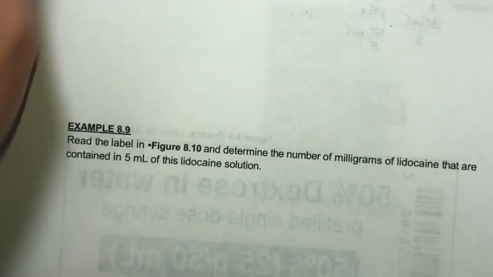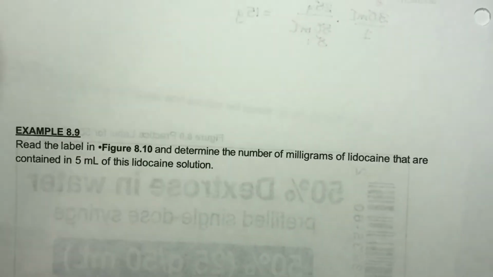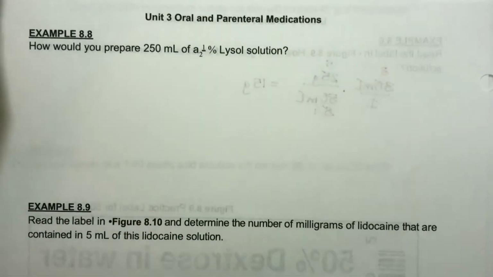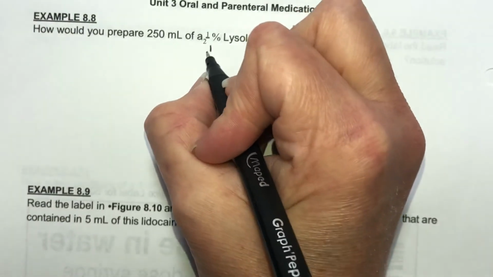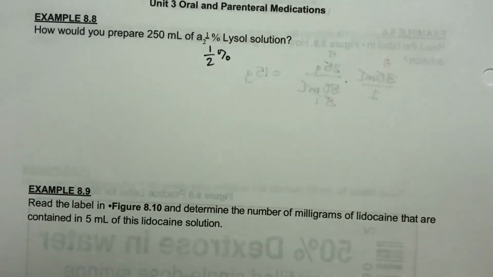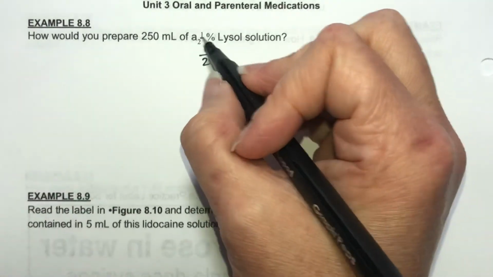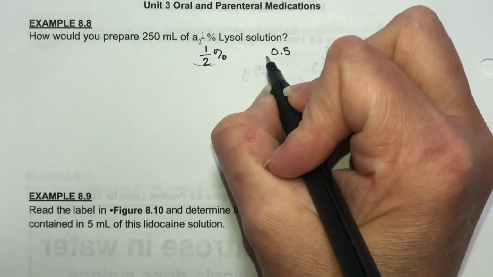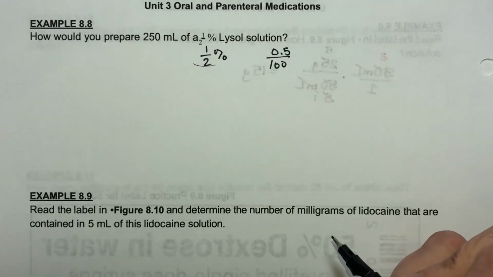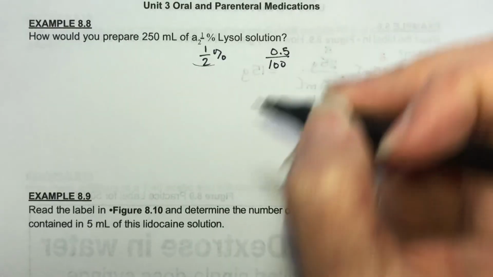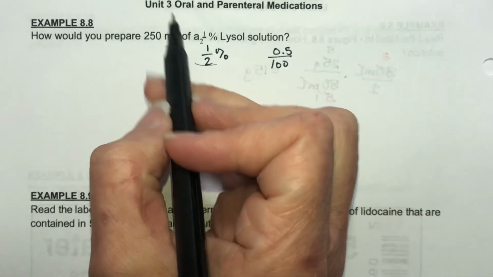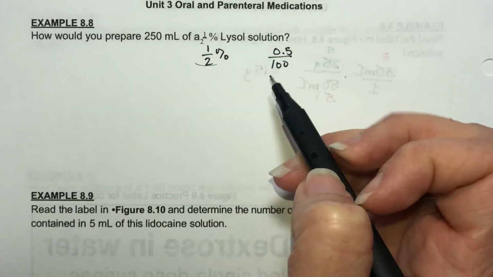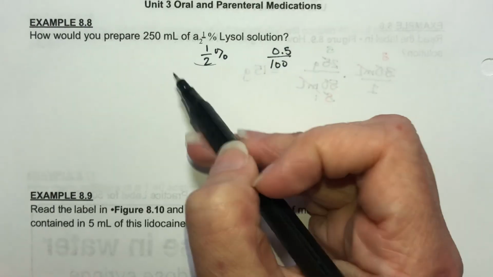All right, 8.8 is a very similar problem. How would you prepare 250 milliliters of a 1/2% Lysol solution? Okay, 1/2%, 1/2 is the same as 0.5. So 0.5 out of 100 is how we'll write the strength of that, the percent over 100. I want to prepare 250 milliliters of the solution. And again, Lysol is a liquid, so it's going to be milliliters on both sides. So I need to keep track of whether I'm talking about the solution or the Lysol.